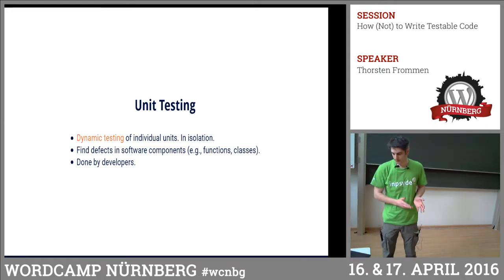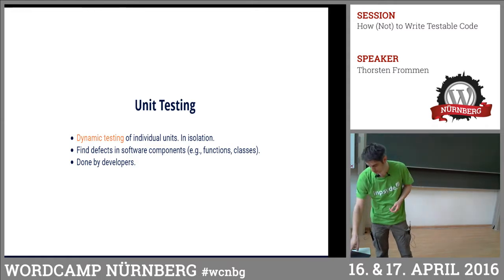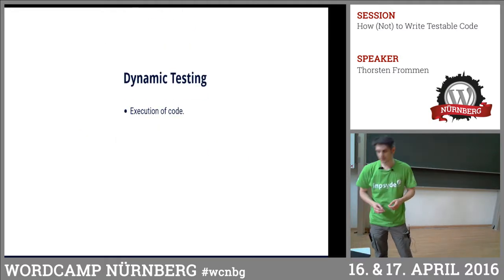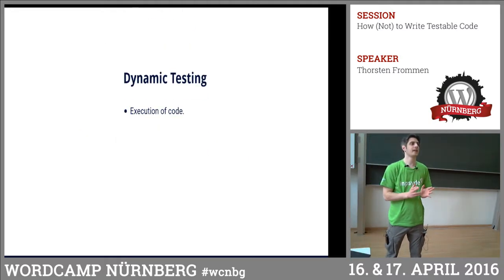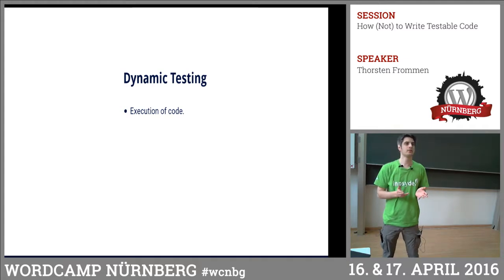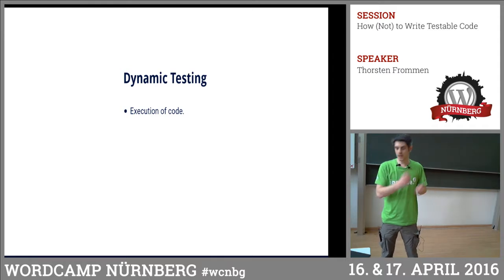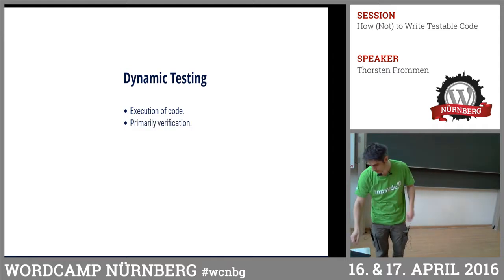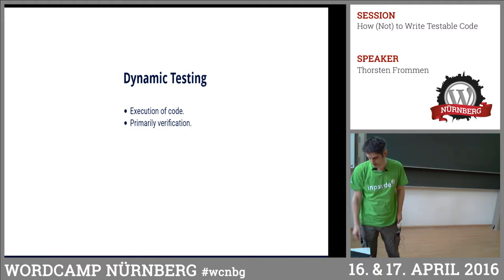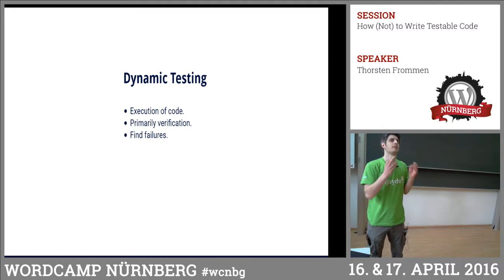Now let's have a look at dynamic testing. Unit testing is dynamic testing, and dynamic testing means I have code and I actually execute that. The other thing is static testing, which is just reading the code. My tools read the code and there are some measurements, syntax highlighting and stuff like that. Dynamic testing is executing the code. I want to verify my piece of software. I want to find failures, which are the visible thing that is caused by a bug in my code. That's a failure.